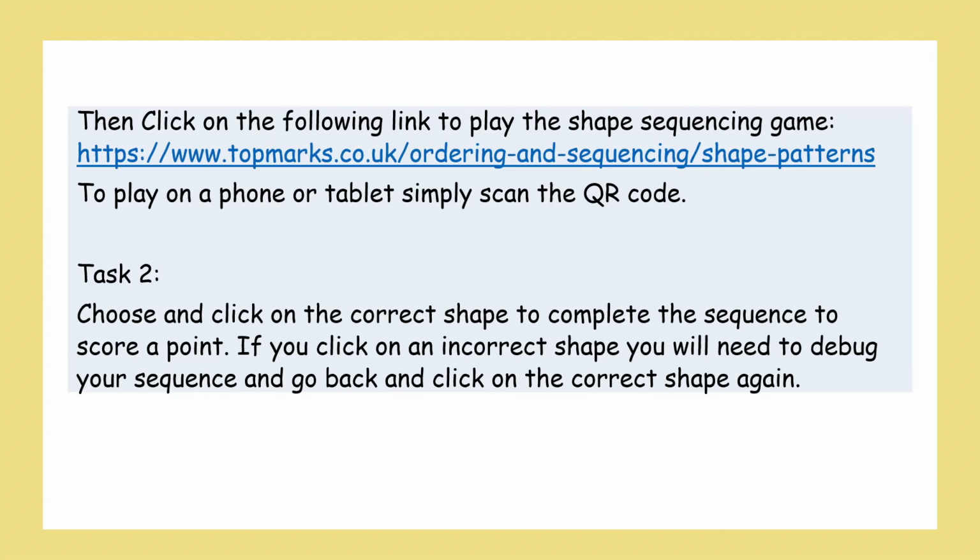To play on a phone or tablet, simply scan the QR code. Then choose and click on the correct shape to complete the sequence to score a point. If you click on an incorrect shape, you will need to debug your sequence and go back and click on the correct shape again.